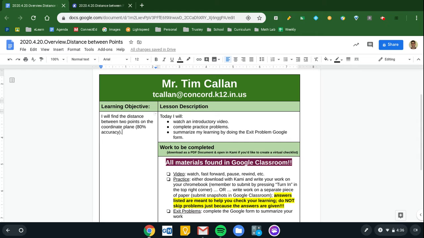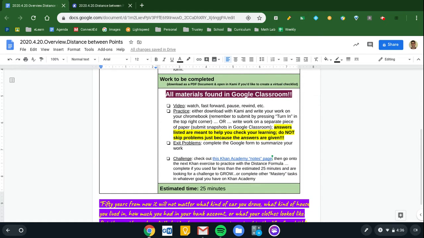Watching a video, that's what you're doing right now, then completing some practice problems, and last but not least, summarizing your learning by doing the exit problems. Now I want to point out something that we have down here, and that is highlighted in yellow. Yes, I am writing answers on your homework, kind of like the odd problems in the back of the book. Check your work. Are you doing it correctly or are you not doing it correctly? And then keep going on if you're doing it correctly.